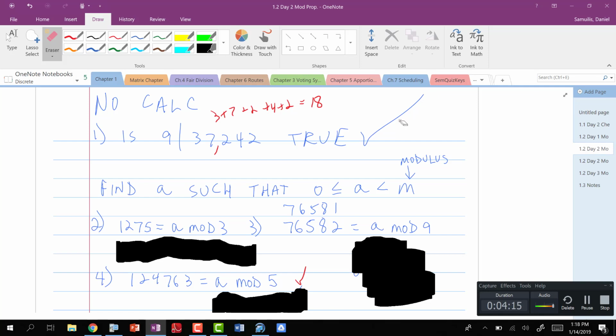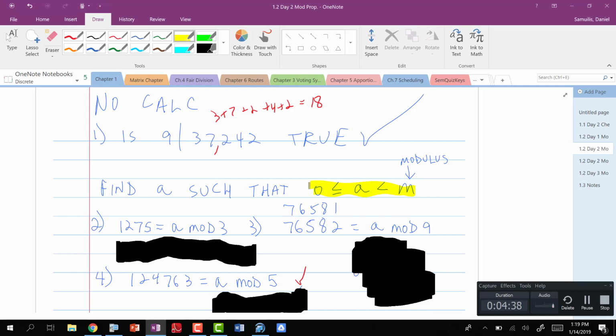1275 equals A mod 3. Basically, find A. And you have to know from Friday, A should be 0, 1, or 2. Correct? Actually, it could be an infinite amount of numbers. But we have this little condition here that we want it to be between 0 and what you're dividing by, the mod. So we want that smallest possible number.